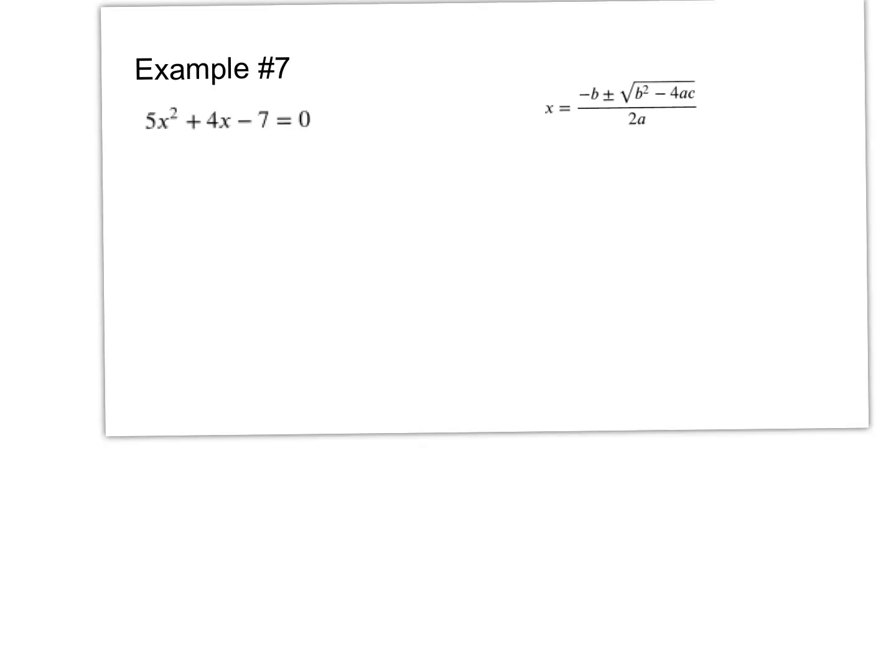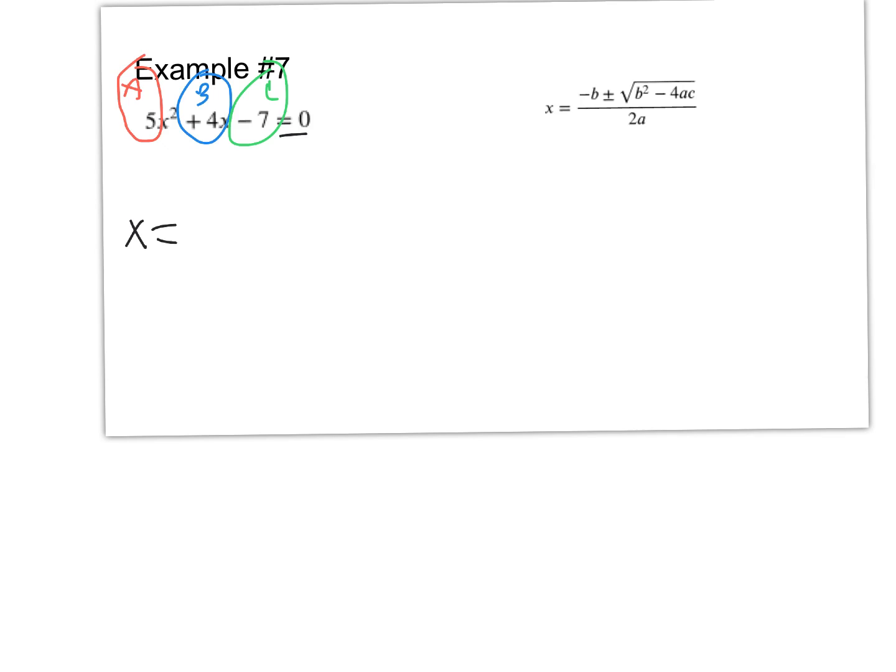All right, so here we go. Let's take a look at this next one. First things first, does one side equal 0? The answer is yes. So let's go get our ABCs. 5 is going to be my A, 4 is going to be my B, and negative 7 is going to be my C. Okay, so let's fill in our formula.